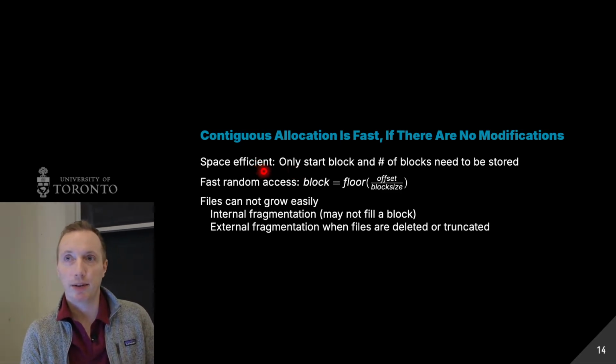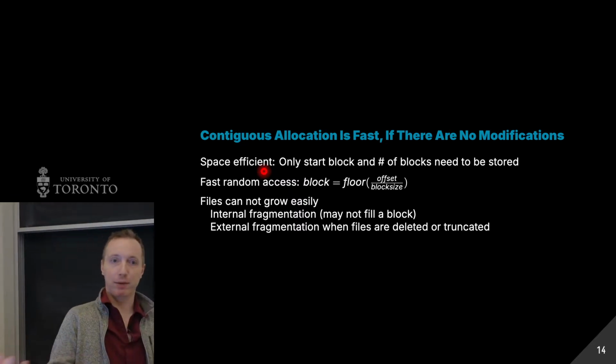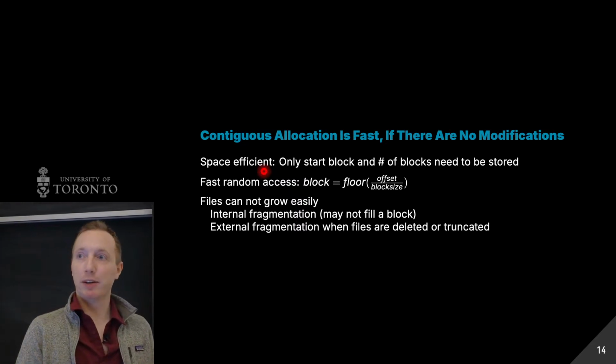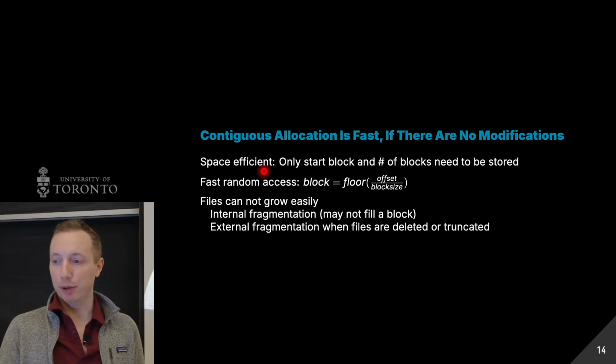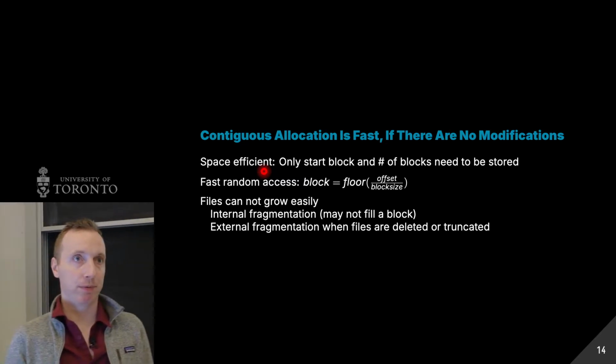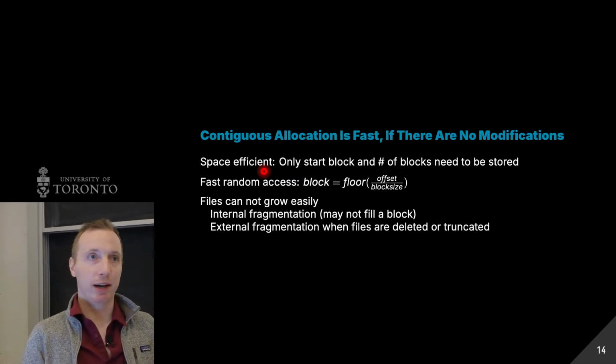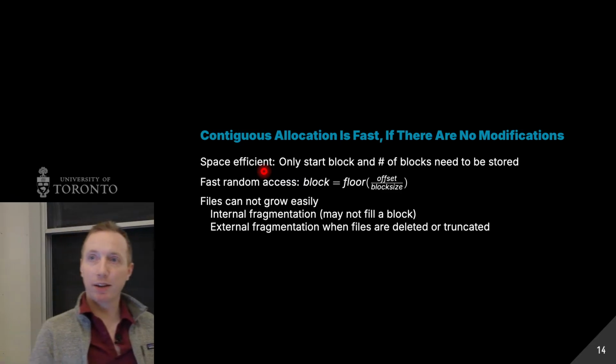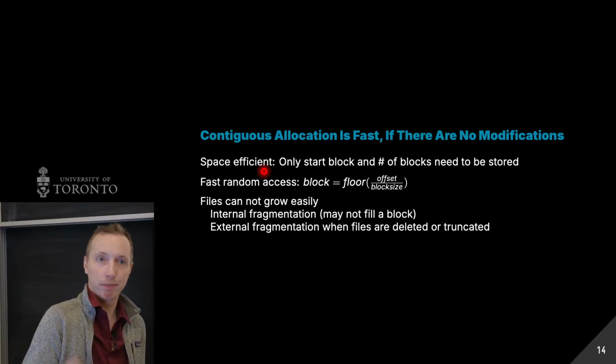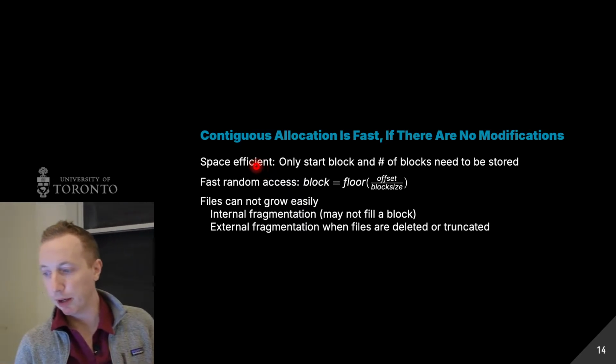And random access is fast, so to go to any individual byte, I can immediately calculate which block I need to go to. So if my blocks are 4 kilobytes and I want to go to byte 6,000, it's an easy calculation. I can figure out it's on block 1, I can access it, look it up, I don't have to do anything fancy.